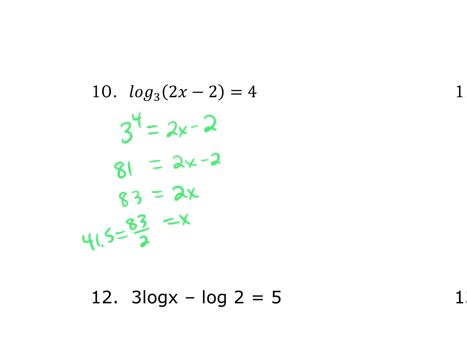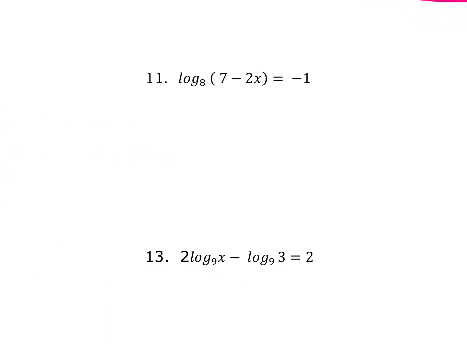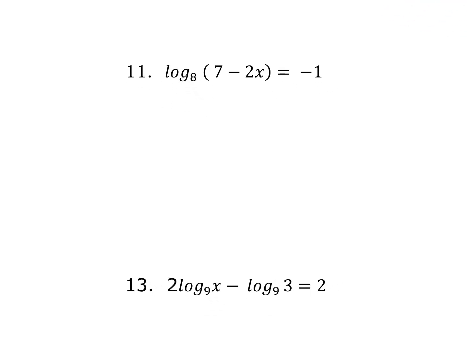That one wasn't too bad, was it? All right, we have a logarithmic equation. We are going to rewrite using exponents. So CJ, what do we get here? 8 to the negative 1 equals 7 minus 2x. Great. 8 to the negative 1 is 7 minus 2x. This one's a little bit tricky just because we're going to deal with this fraction with this 1/8.